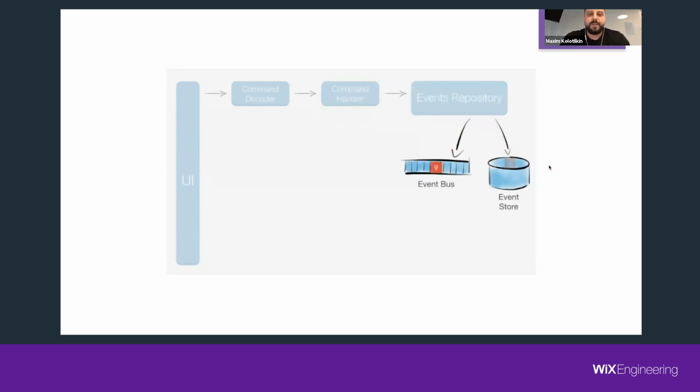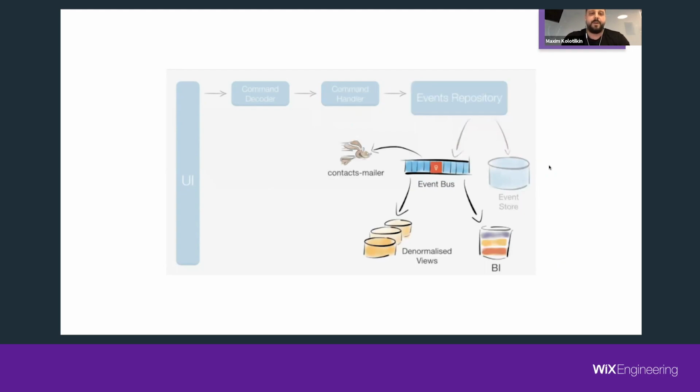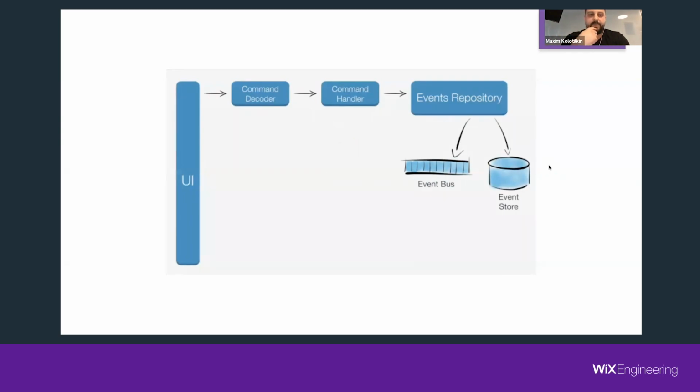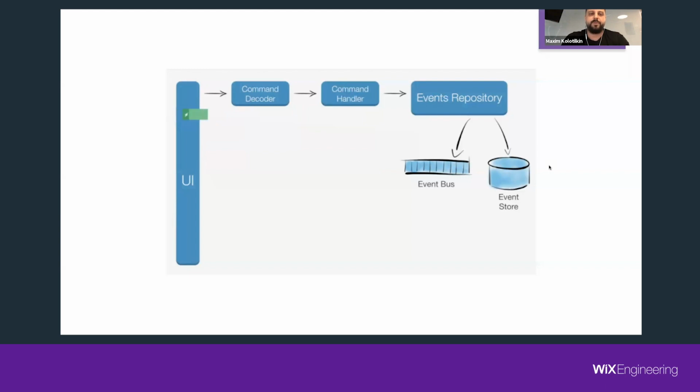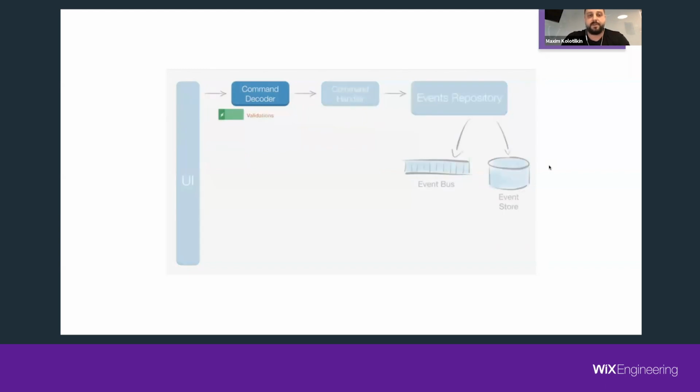In CQRS, write and read processes are separated. The write part you can see on the slide. The client or UI sends a command, and this command is handled on the server side. By the way, this example also includes the event sourcing pattern, where a command produces an event and the event is stored in the database. You can see it on the GIF.